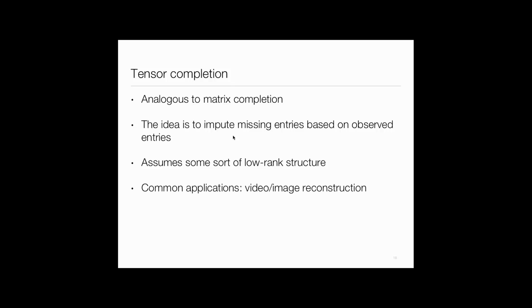And certainly you're going to have to assume some sort of relationship between all of the data. Otherwise, it would be impossible to predict what the missing entries are. And so all of the tensor completion algorithms that I'm aware of assume some sort of low-rank structure. Another application of tensor completion would be video or image reconstruction.